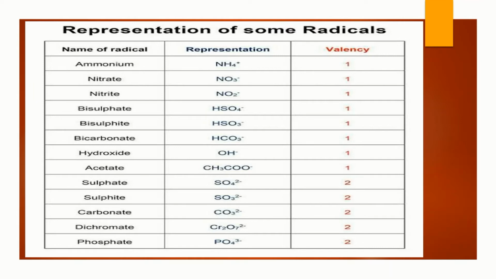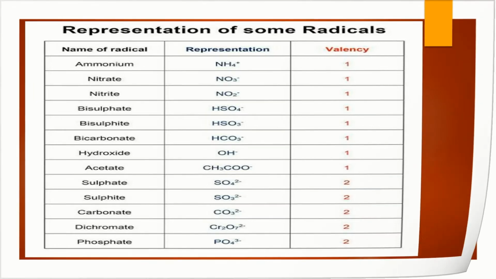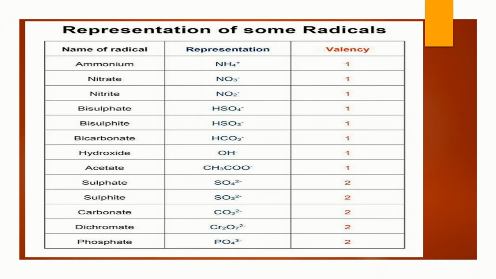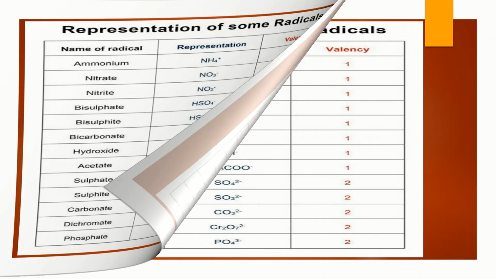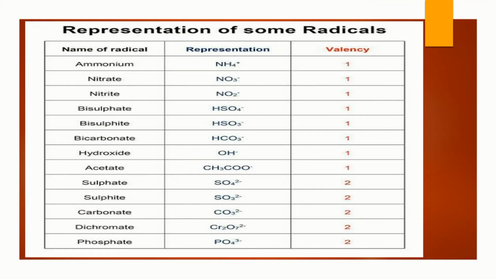Another example of a radical is the carbonate ion. The carbonate ion has a chemical formula of CO3 with a negative charge of 2. So the valency of a carbonate is 2. Also, a sulfite ion, SO3 with a negative 2. The valency of a sulfite ion is 2, or the oxidation number is minus 2.